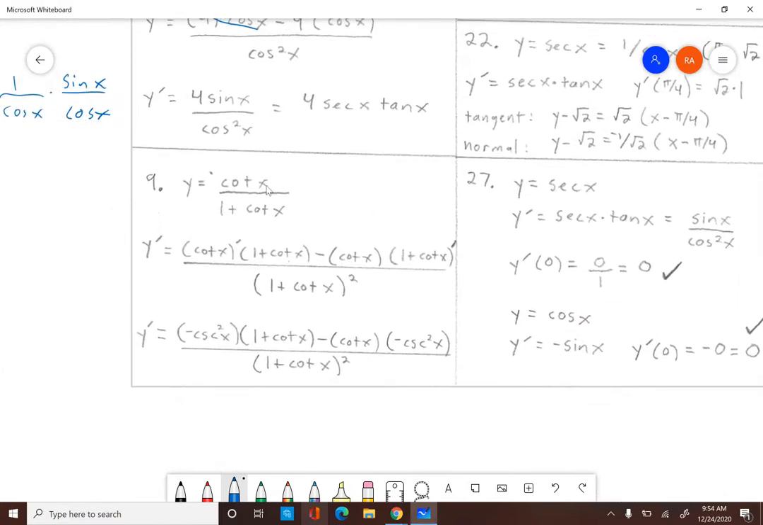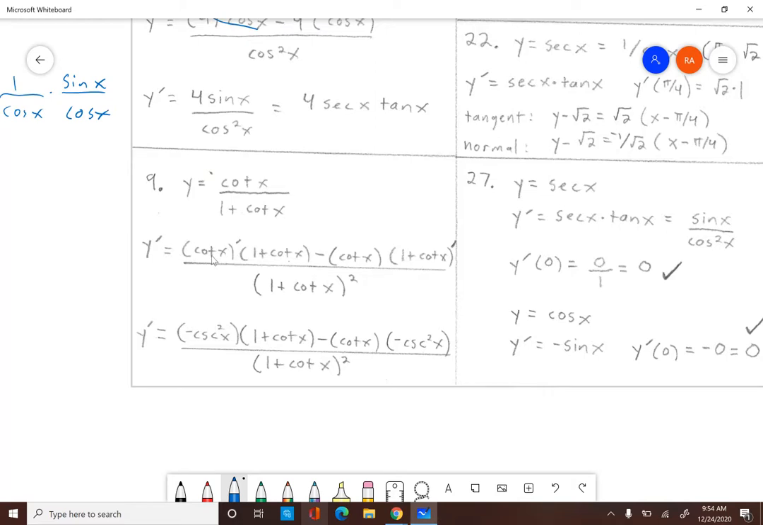So 9, you have to set up a quotient rule. So again, you can't split the denominators up, but you can split up a numerator. So in this case, there's nothing to split up. So I do have to set up a quotient rule on this one here. So I'm going to take the derivative of the top times the bottom minus the top times the derivative of the bottom all over the bottom squared.